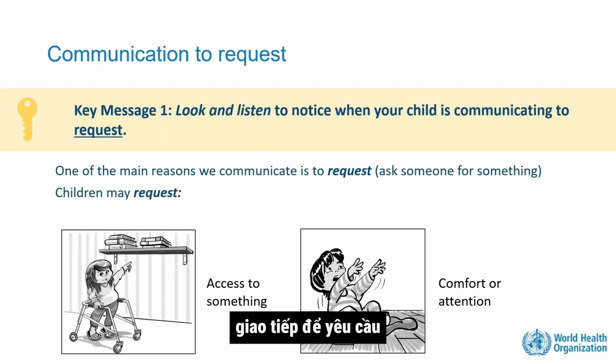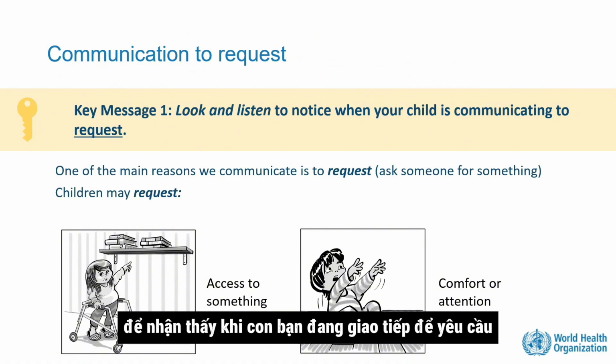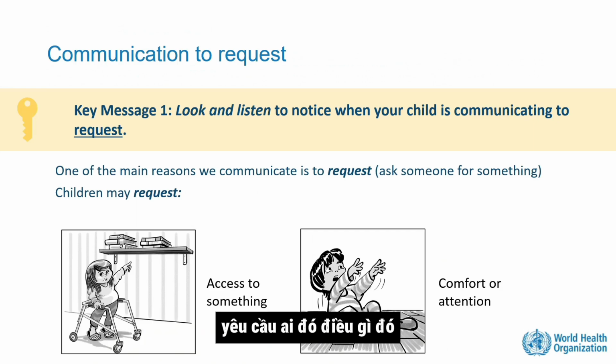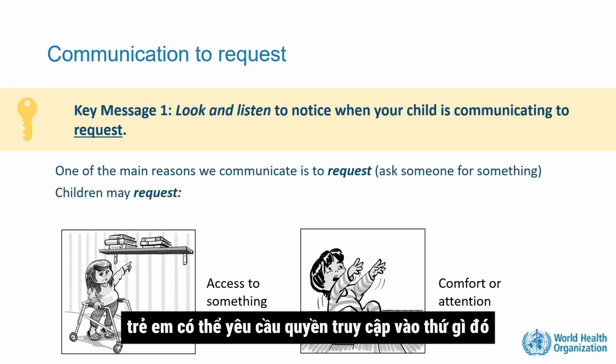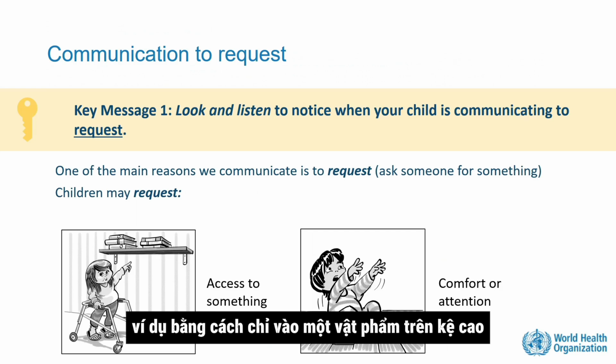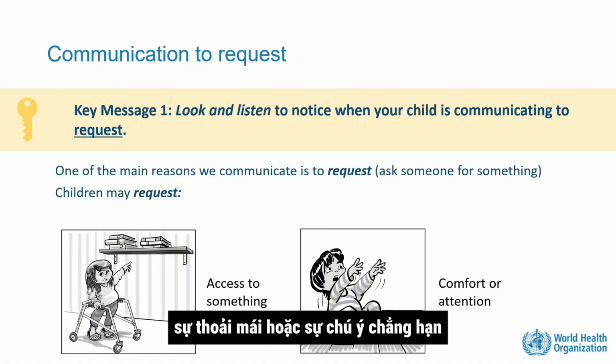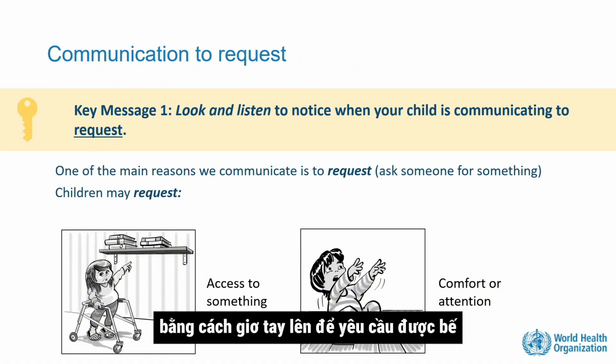Communication to request. Key message 1. Look and listen to notice when your child is communicating to request. One of the main reasons we communicate is to request. Ask someone for something. Children may request access to something, for example, by pointing to an item on a high shelf. Comfort or attention, for example, by reaching their arms up to ask to be picked up.